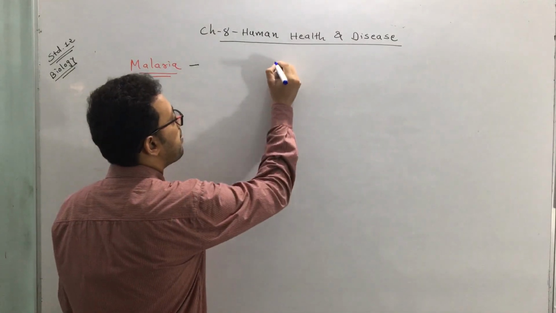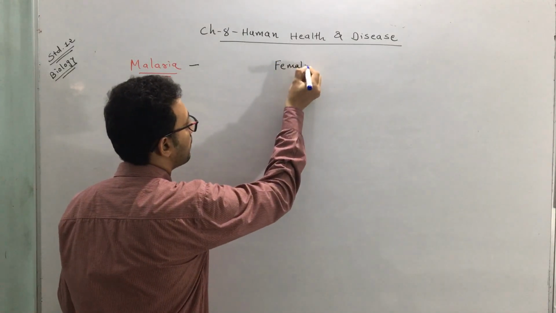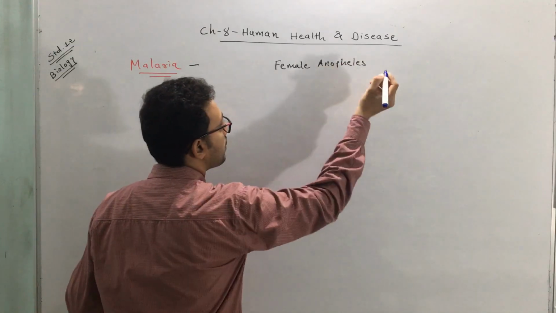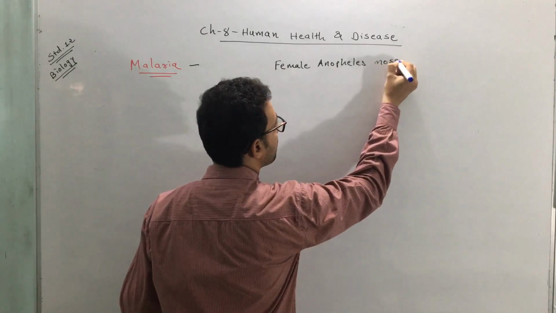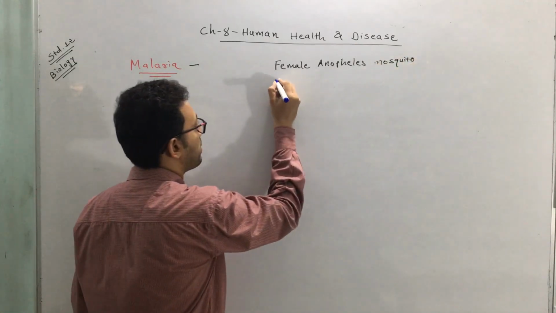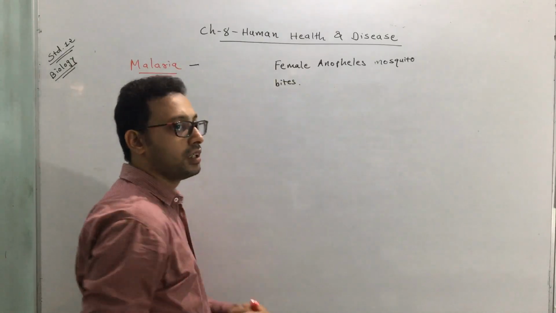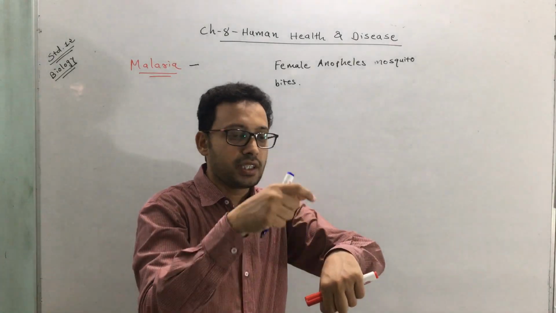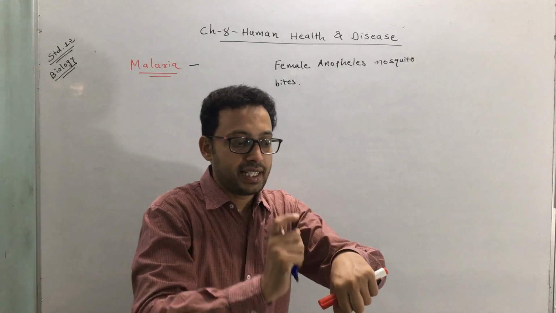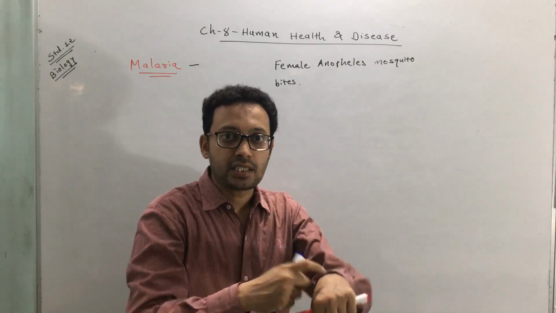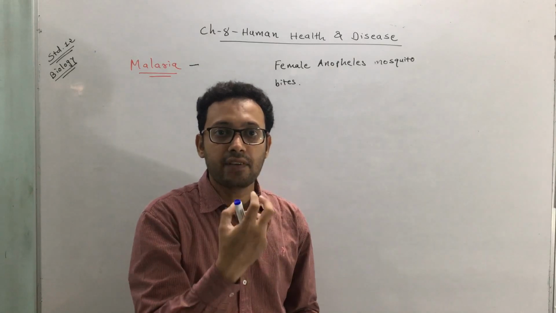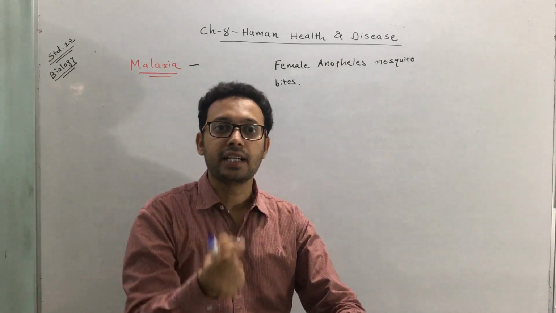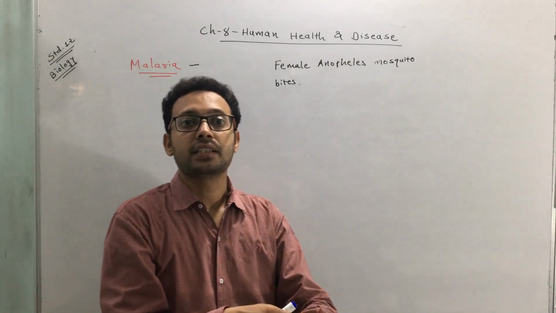When a female Anopheles mosquito bites. Okay, so what happens when the female Anopheles mosquito bites? Suppose the female Anopheles mosquito sits on your body, and then it bites. When it bites, whatever content is present in its saliva or mouth is released into our bloodstream, and it sucks up blood. It sucks up blood and it releases the content which is present in its mouth.